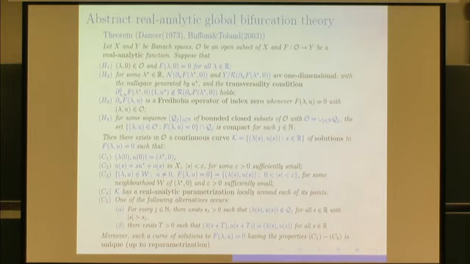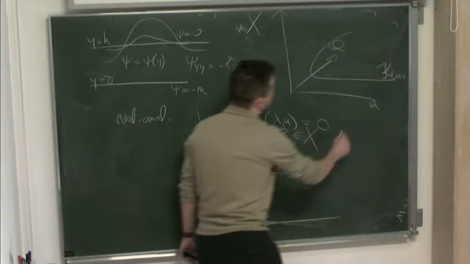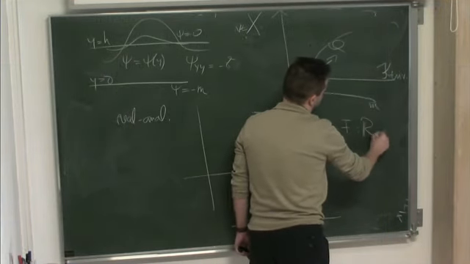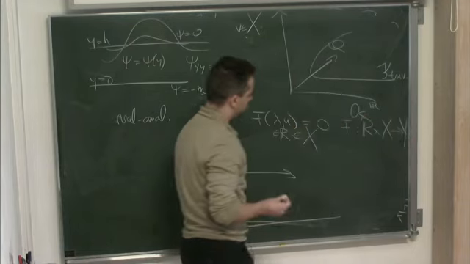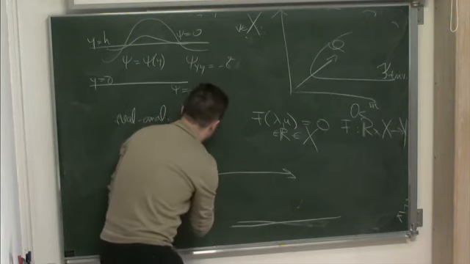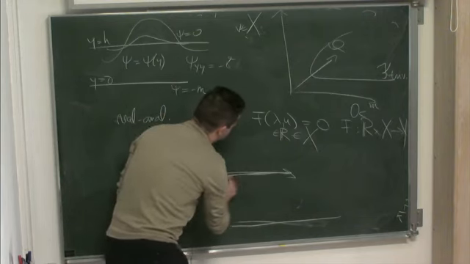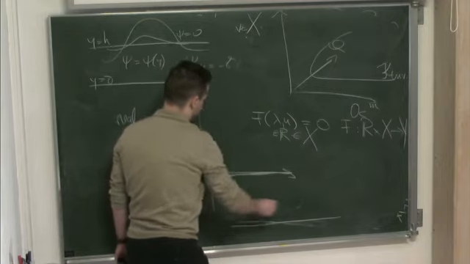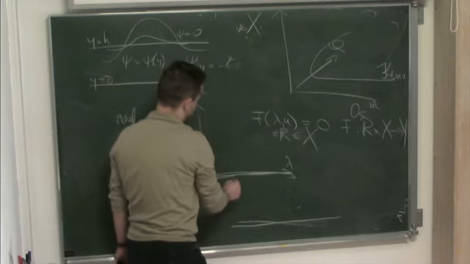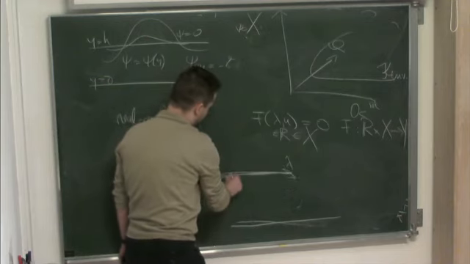We want to solve a problem f of lambda, u equals 0, where lambda is a parameter and u belongs to a Banach space, and f is from R cross X to Y, or only in an open set. And the problem has a line of trivial solutions. So this is lambda, and this is X.